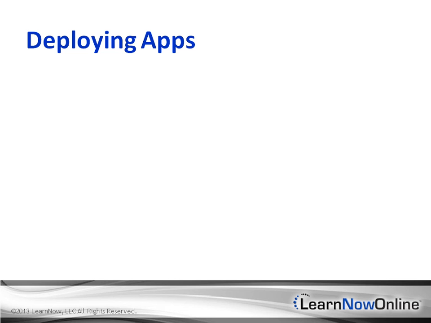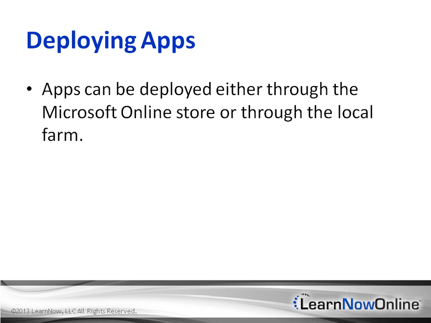For deploying apps, this is the new process that you're going through. You're going to need a little bit more detail on this. They can be deployed either through the Microsoft Online Store or through the local farm. You'll see a lot of similarities here between how SharePoint apps work as to how Windows 8 apps work and how Windows Phone apps work. So you can see a theme here as you're going through. The Microsoft Online Store is becoming that central repository for applications across organizations. You still have your local repository that you can actually deploy inside your enterprise or inside your organization moving forward.